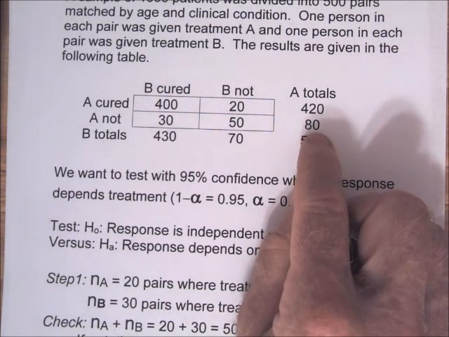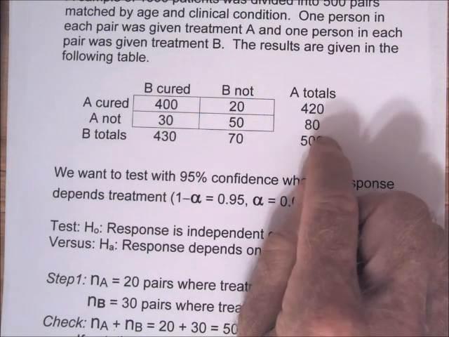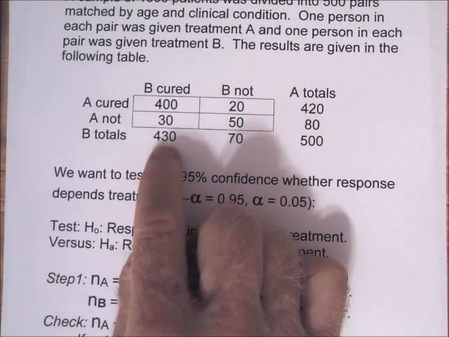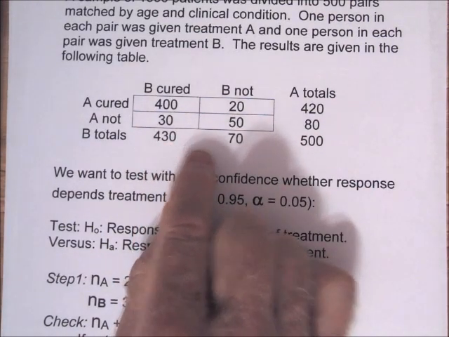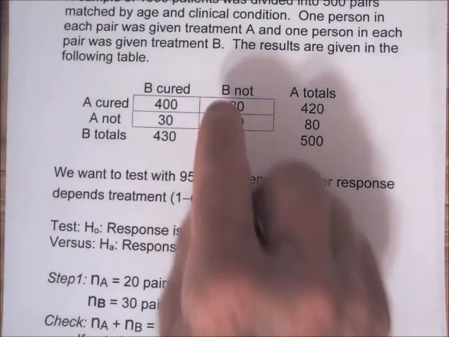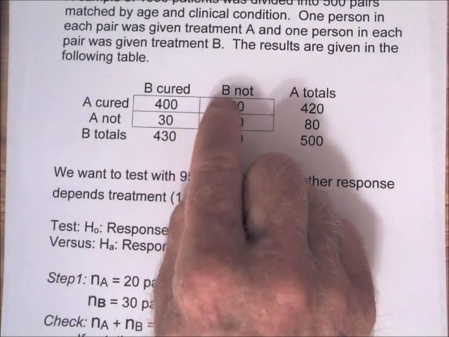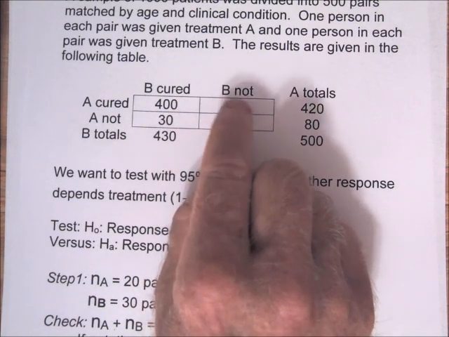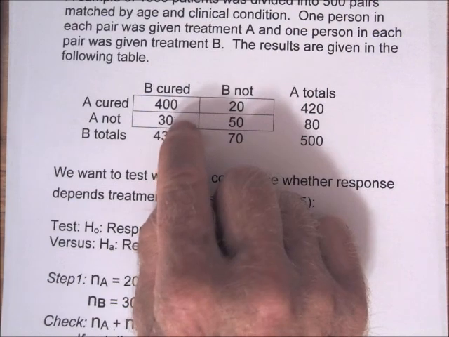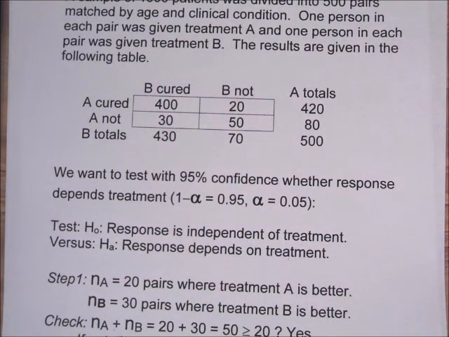There's 80 pairs where A was not cured. The B totals are 40 for 30 cured, 70 not. But we want to focus on the pairs where the outcomes were different. So we're going to focus on the 20 pairs where A was cured and B was not, and 30 pairs where B was cured and A was not.